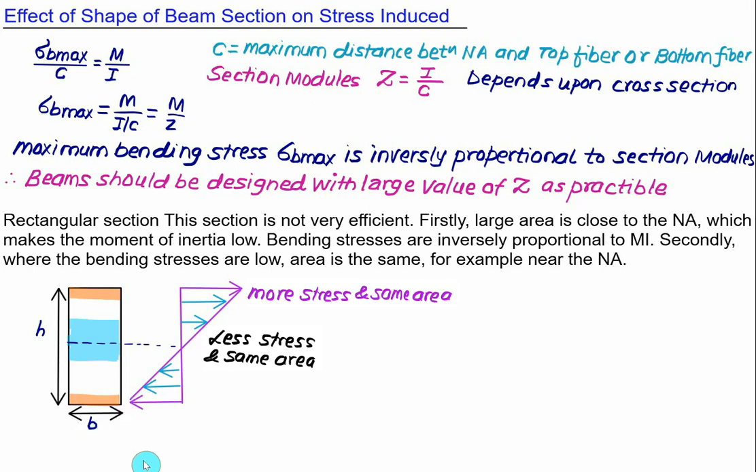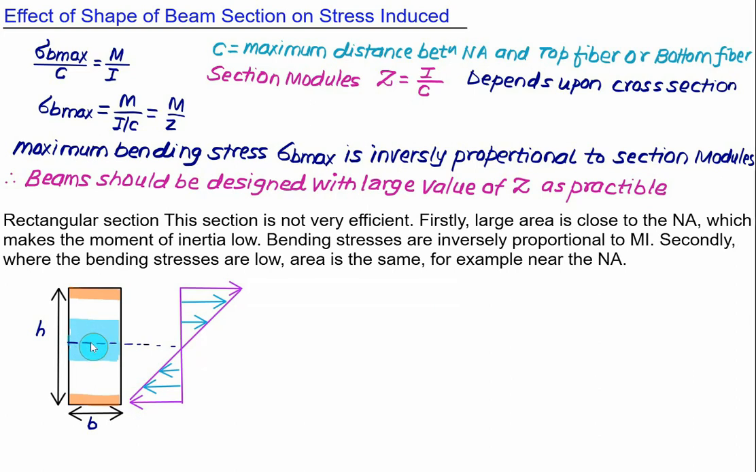What we want is that if we have a smaller stress, then we should have a smaller area. And if we have a larger stress, then we should have a larger area. In the case of a rectangular section, the area remains the same here. So therefore the rectangular section is not a very efficient section as far as the bending stress is considered.